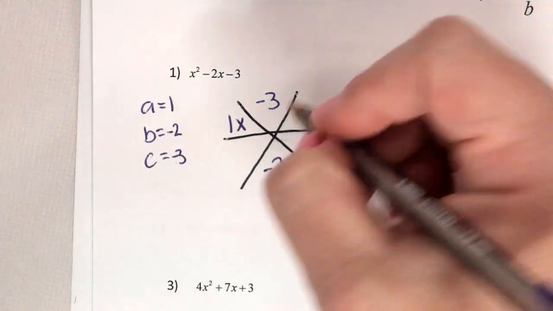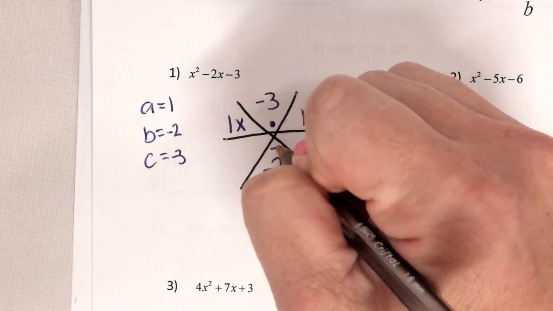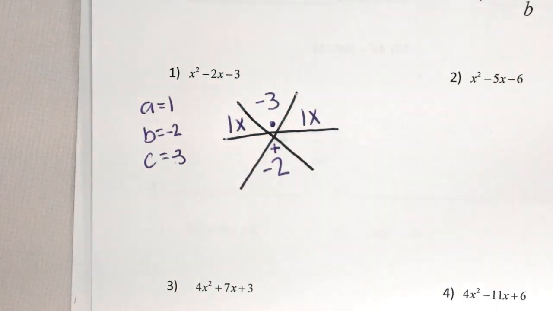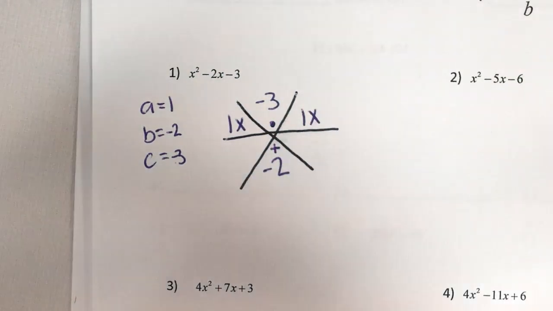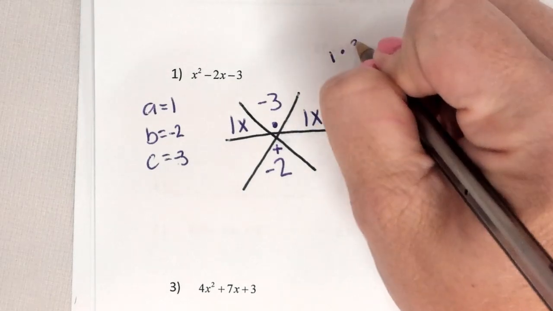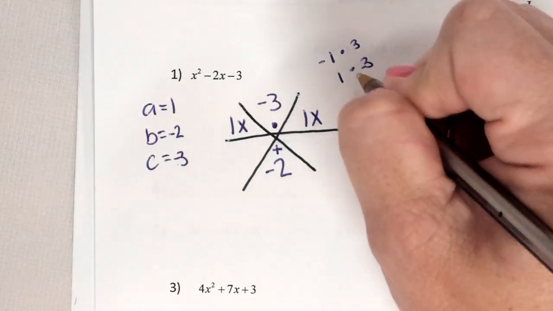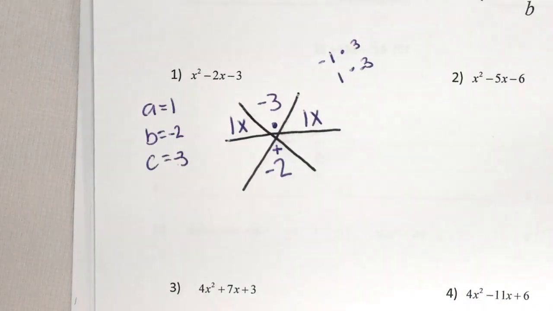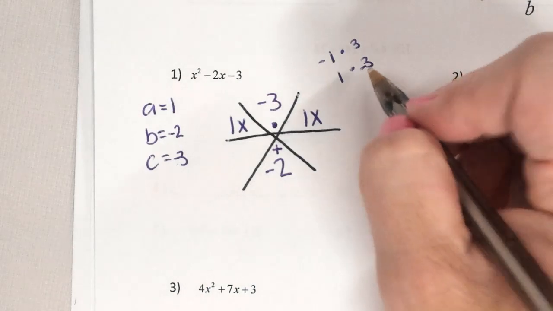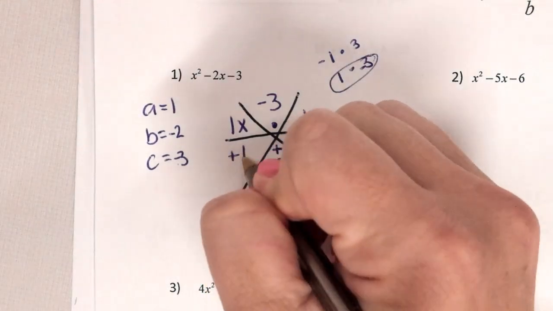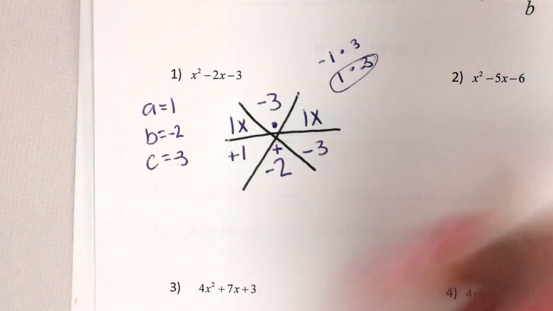Okay, so now we're looking for what multiplies to give me -3 and adds to give me -2. Well, the only thing that multiplies to give me 3 is 1 times 3. So to get a -3, I know it's either this or this. Which one of those adds to -2? Well, the bottom. So it's going to be +1 and -3.